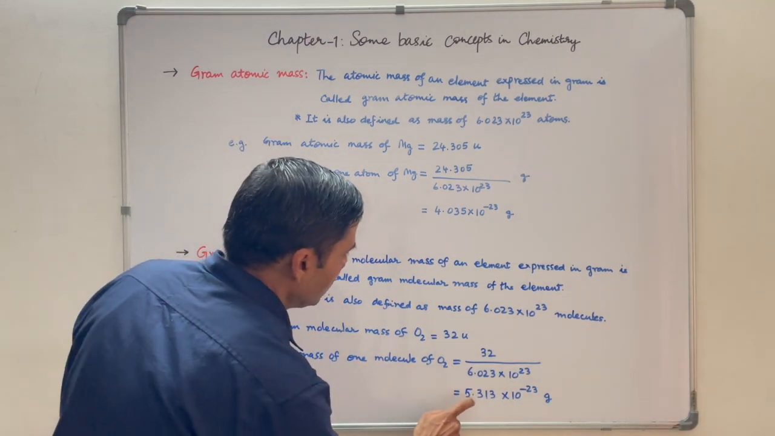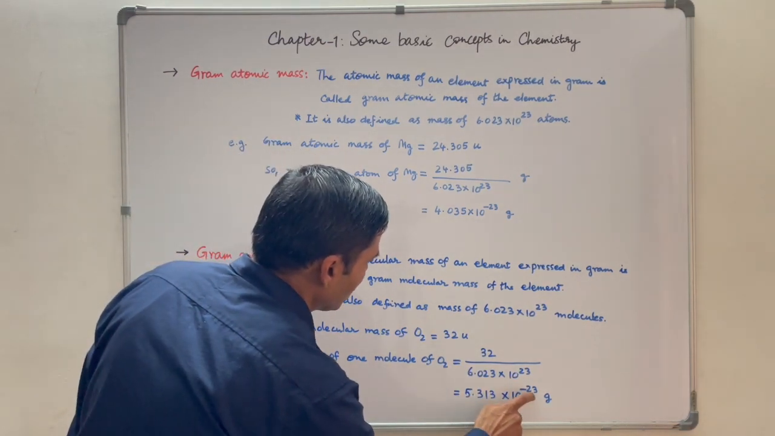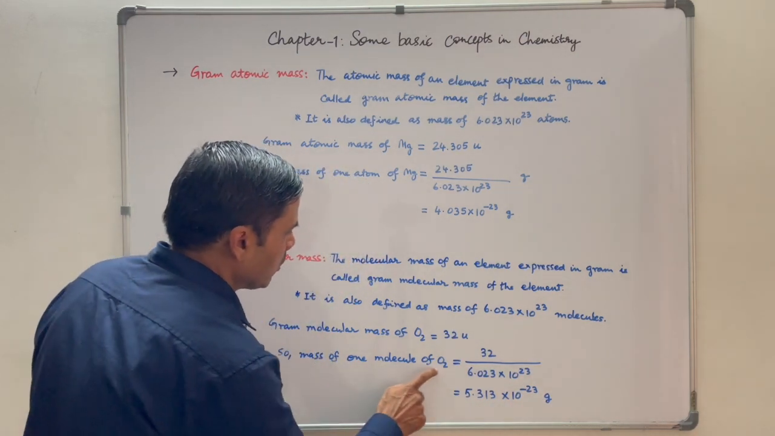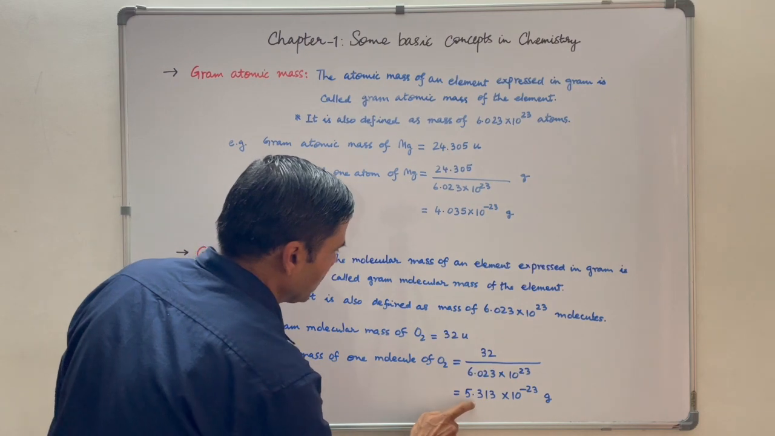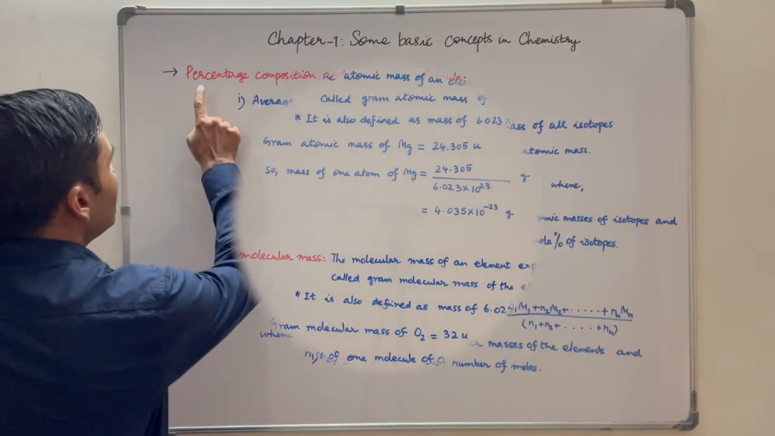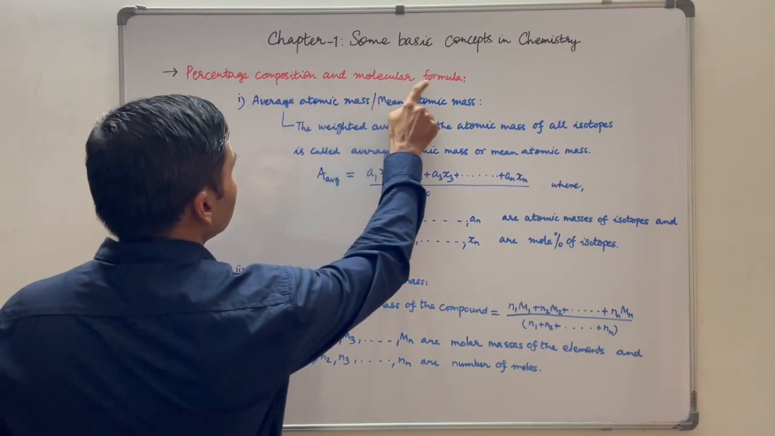It is equal to 5.313 into 10 to power minus 23 gram. It means mass of one molecule of oxygen is equal to 5.313 into 10 to power minus 23 gram. Percentage composition and molecular formula.